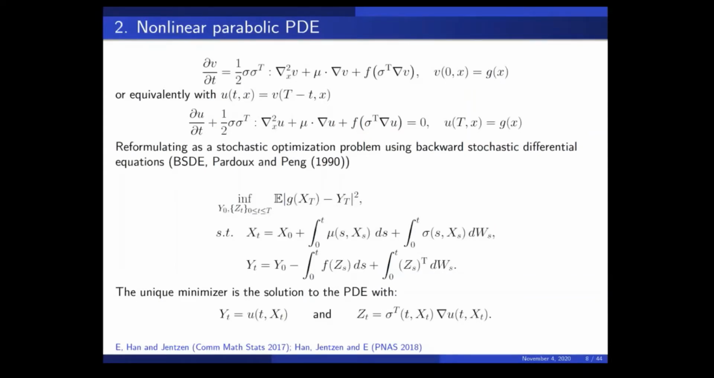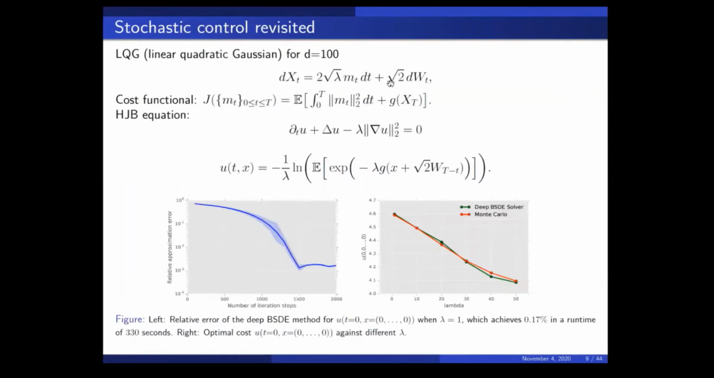Again, I'm not going to give you the details, but let me give you an example of the kind of results. Consider this stochastic control problem. Go back to the stochastic control problem. m is the control here. This is the Wiener process. So we want to choose the control to minimize this cost function, terminal cost, and running cost.